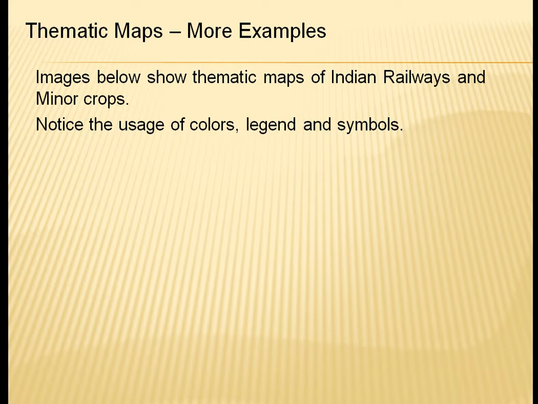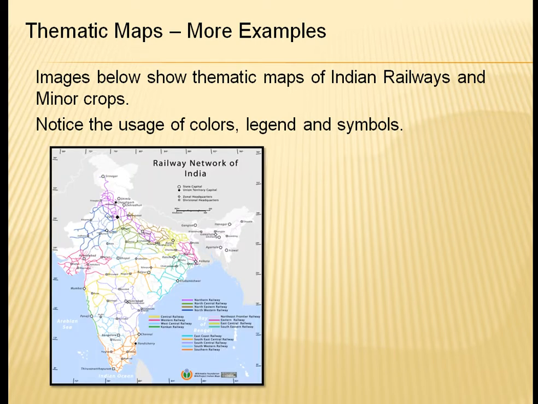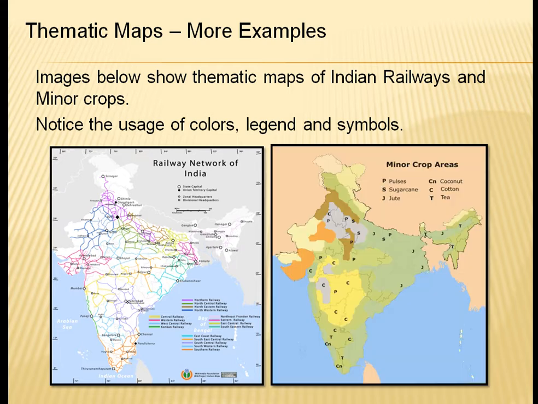The image below shows the thematic map of Indian Railway and minor crop. Notice the usage of color, legend and symbols. See this, the railway network and the minor crop area. So these are thematic maps. So what are thematic maps? You should not be confused. For that purpose, I placed the 4 images for you. Now it's going to be clear to you. Please observe carefully.